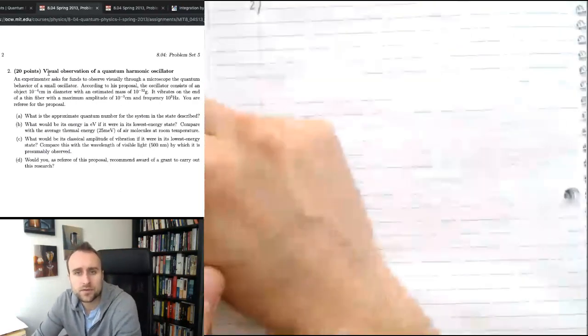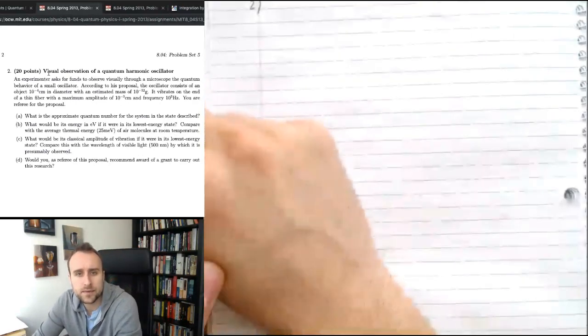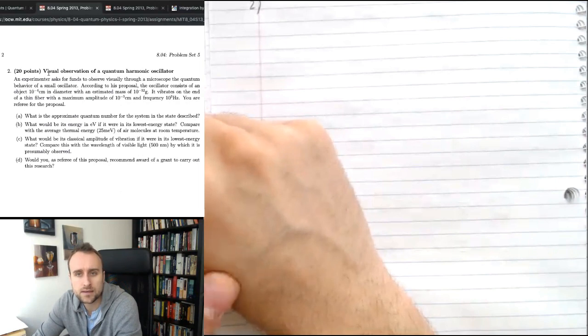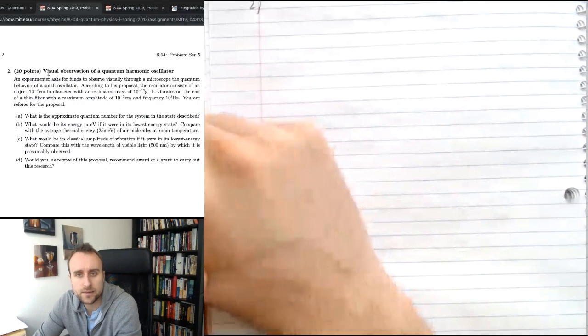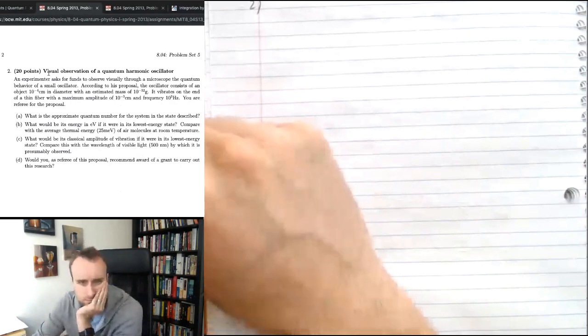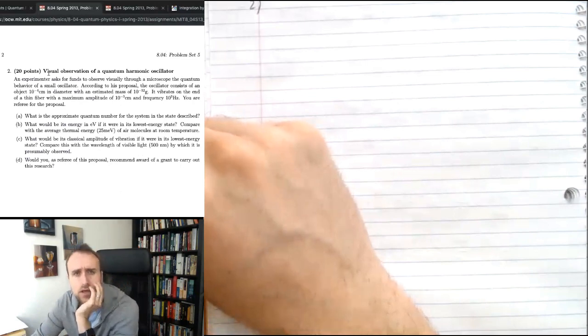2. Visual observation of a quantum harmonic oscillator. An experimenter asks for funds to observe visually through a microscope the quantum behavior of a small oscillator. According to his proposal, the oscillator consists of an object of 10 to the negative 4 centimeters in diameter with an estimated mass of 10 to the negative 12 grams. It vibrates on the end of a thin fiber with a maximum amplitude of 10 to the negative 3 centimeters and frequency of 1,000 hertz. You're a referee for the proposal. The approximate quantum number for the system in the state described.